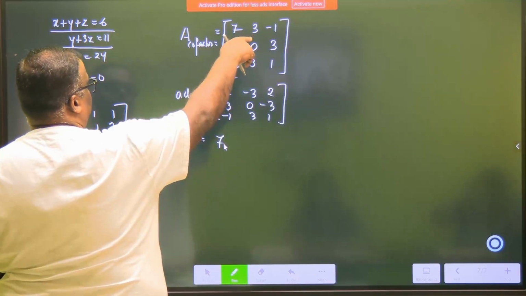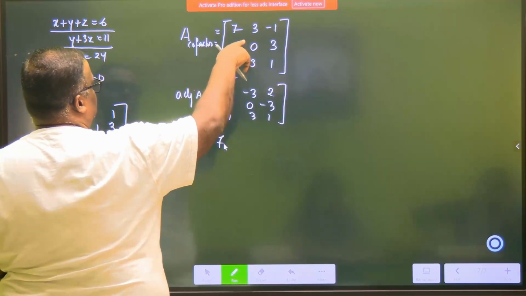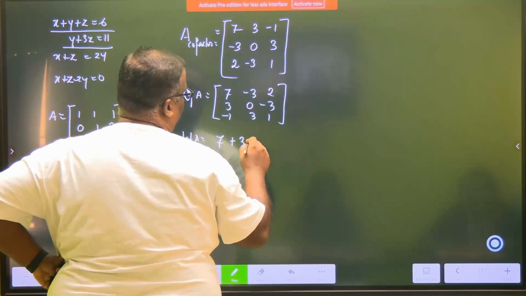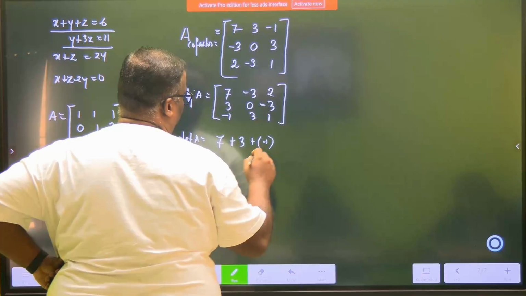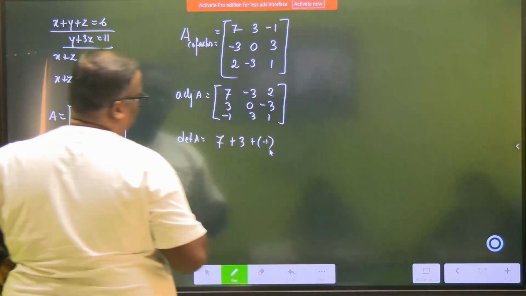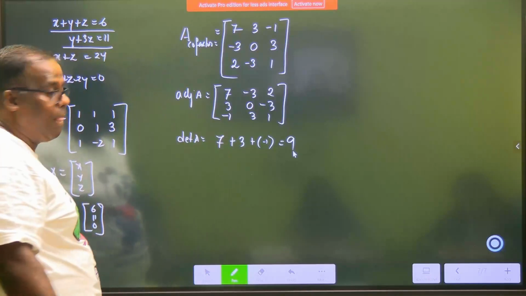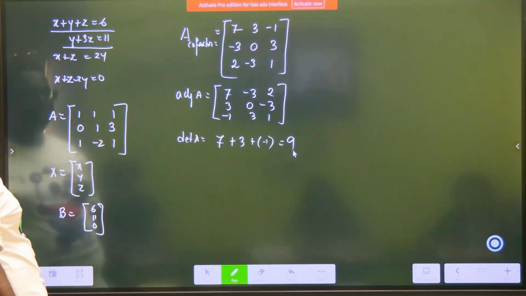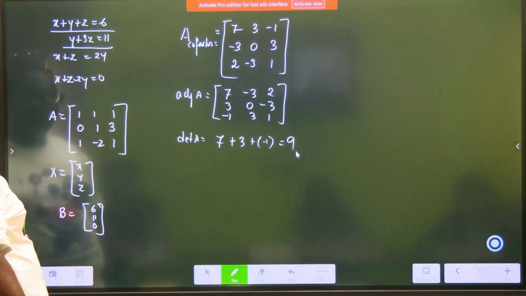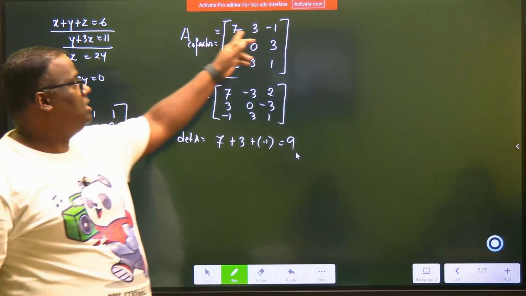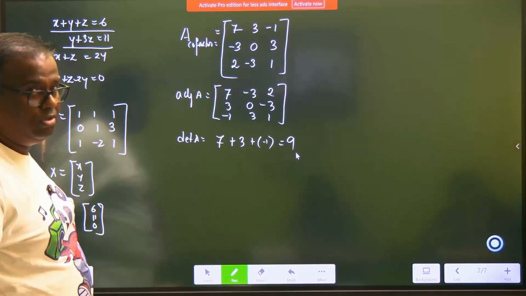Actually, you can use this value itself. 7 plus 3 plus minus 1. Check up to determinant value. You know how to find the determinant value? Add these 3 terms. You did not cross check again.